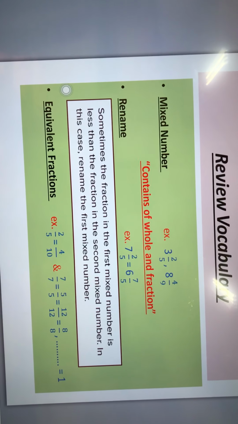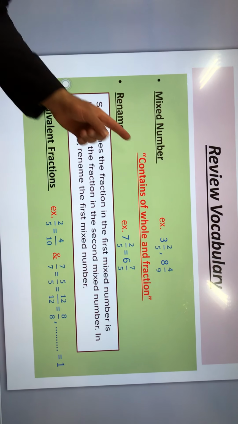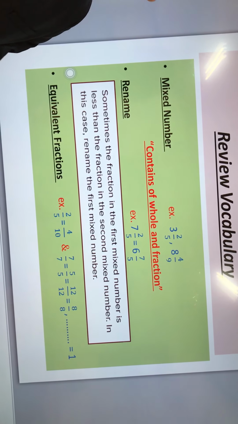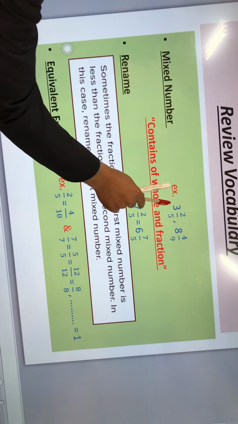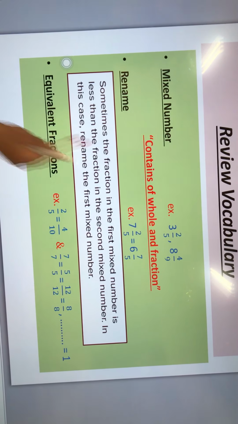Okay, what does mixed number mean? A mixed number contains a whole and a fraction, like 3 and 2 out of 5, 8 and 4 out of 9. Here the whole is 3 and the fraction is 2 out of 5. Here, the whole is 8 and the fraction is 4 out of 9.